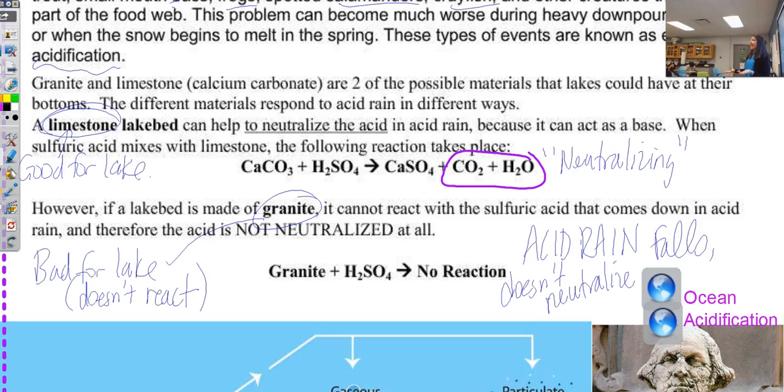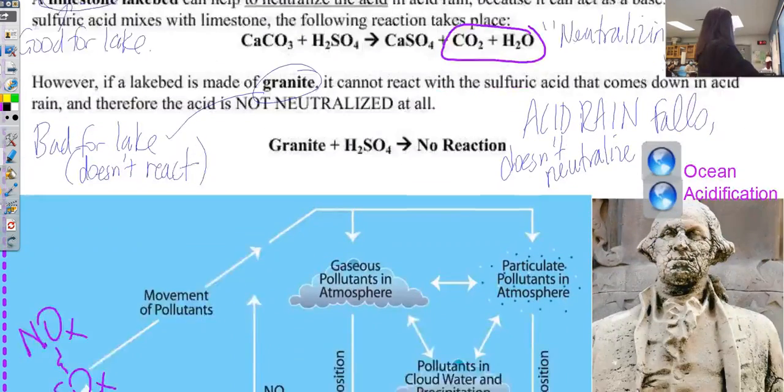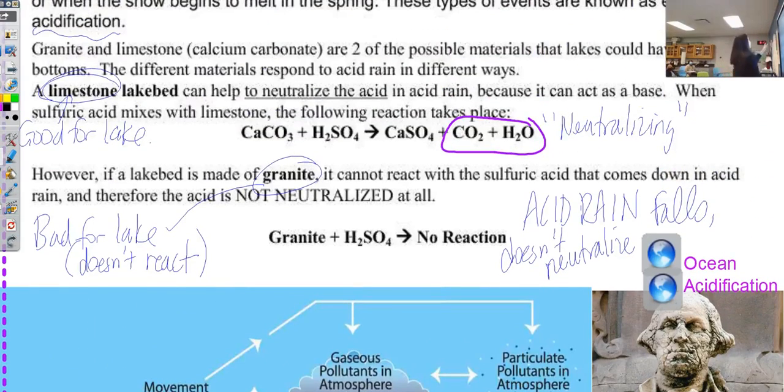Why do they make countertops with granite? Because it doesn't react. So if it's a granite lake bed, then the rain falls, and what happens? Nothing. It stays as acidic rain. But if the next lake right next door to it is made of limestone, then it will react and it will neutralize, and so that one can be less acidic than one that's right next to it. So that's the whole idea of ocean acidification.